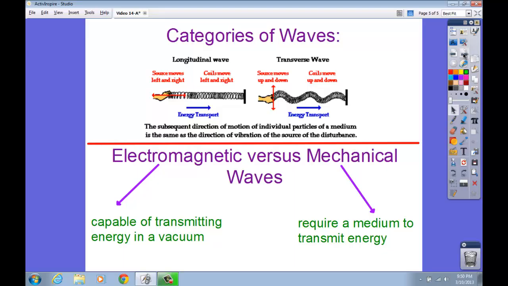So when we look at waves, we're going to start classifying them into different categories and then start talking about their behavior based on those categories. So that's just a short introduction into waves that will help us later develop a deeper understanding of how they work.